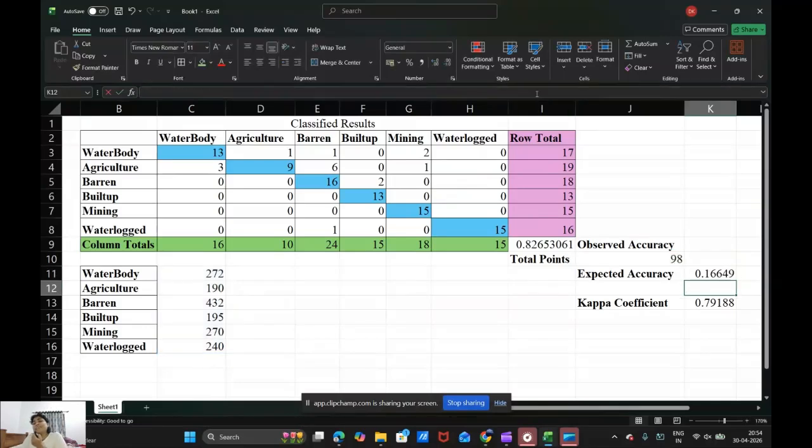Now what exactly is this expected accuracy? It is by chance it has come right. That means what? You see here, there are water bodies which are 13.